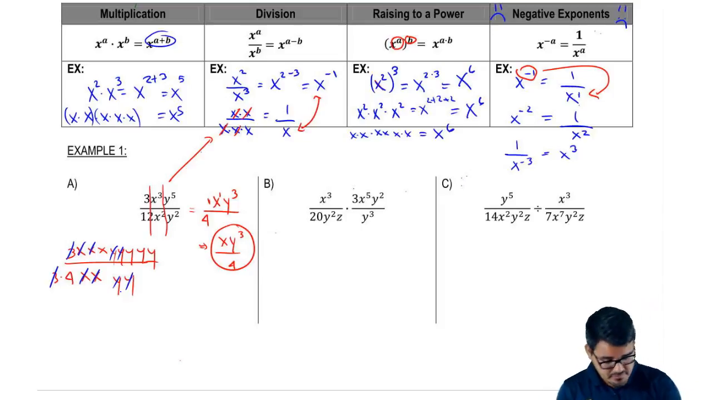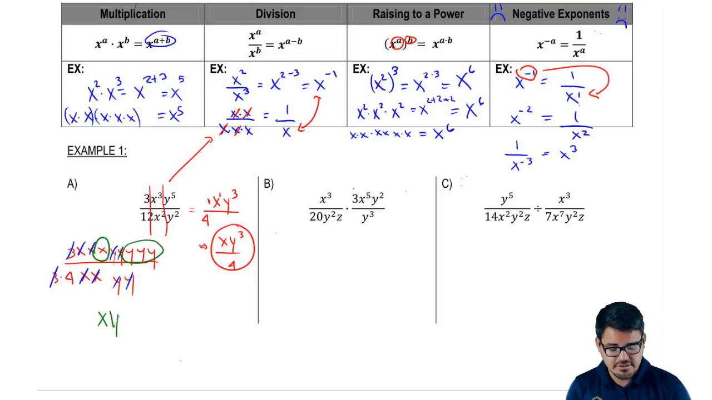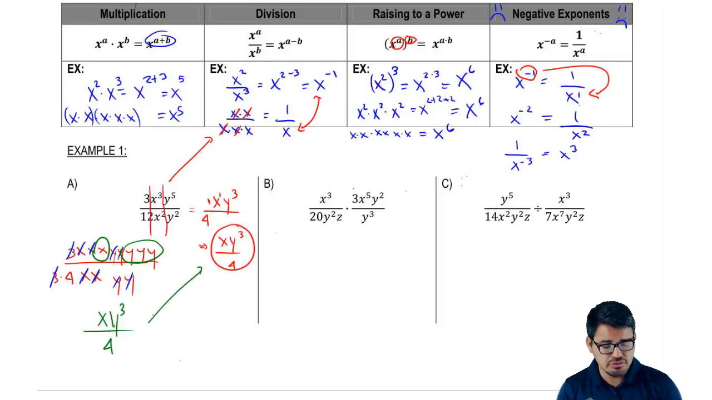So now I just count. I have one lonely x on the top, so I have x on top. I have 3 y's on the top, so y to the third. And I have one lonely 4 in the bottom. So the long way and the short way of applying our rules gave us the same answer.